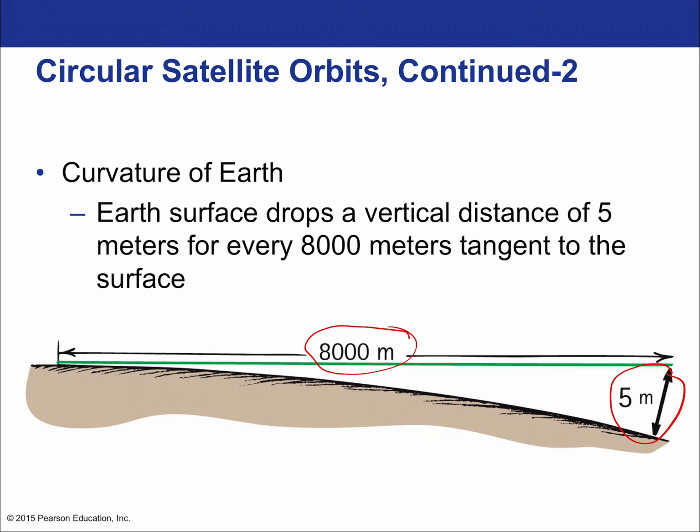So if you want to have a satellite that never hits the ground, if you want to turn a projectile into a satellite, you have to make sure that its velocity is 8,000 meters per second, or 8 kilometers per second. Now that only applies to the very surface of Earth.